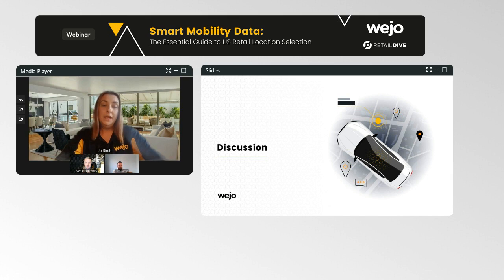brand. It's really important for retailers to understand consumer behavior so that they can choose the right locations for their stores. But a lot of the traditional data sources they use are lacking in accuracy. So, for example, traffic counts from DOTs can be sometimes 2 or 3 years old.